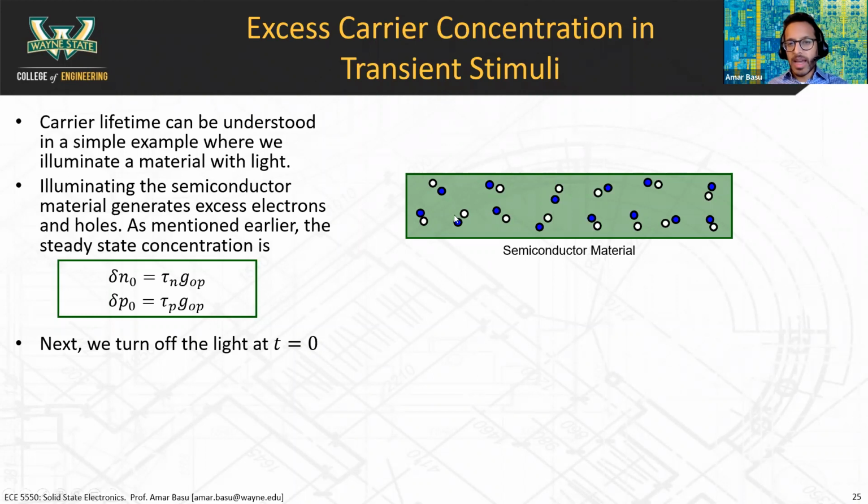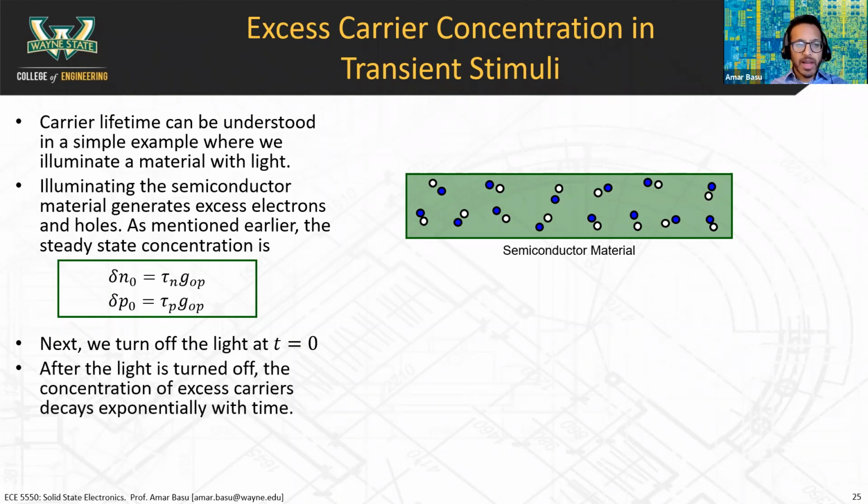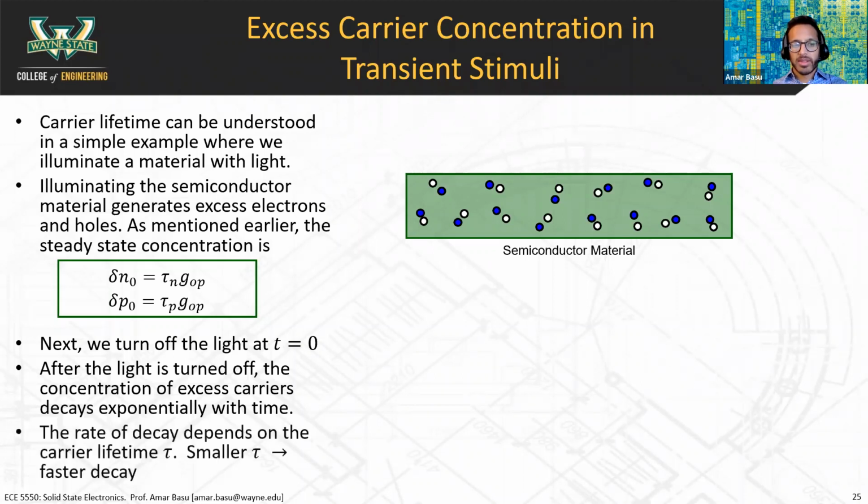So of course, these excess carrier concentrations are going to decay to 0. It's going to go away over time. So we can physically picture it as, when the light is turned off, the concentration of excess carriers decays exponentially with time, it turns out. Okay. So you can picture a lot of them disappearing at the beginning. And then as time goes, the rate of decay slows down a little bit. So I'll show you that again.